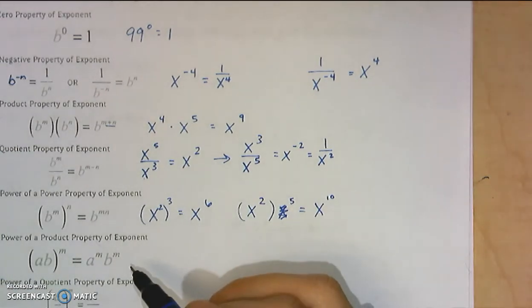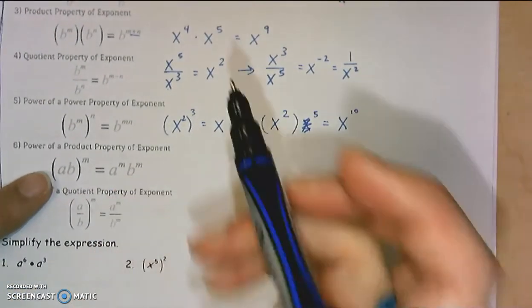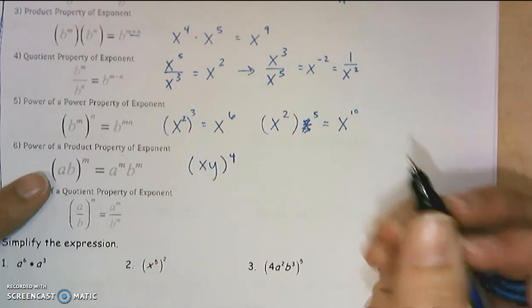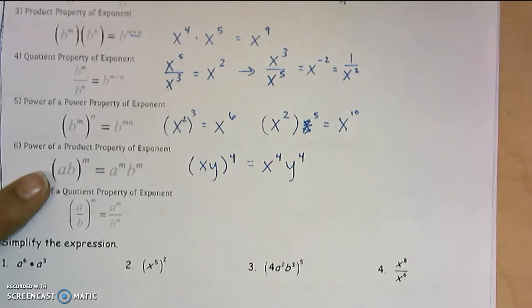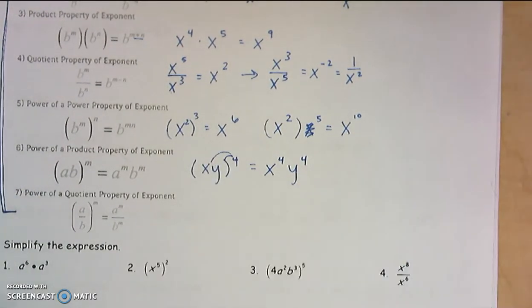Down here, this is kind of like the distributive property if you think about it. If I have x times y and all of that raised to the 4th, that's the same thing as x to the 4th times y to the 4th. We distribute that 4 to everything on the inside.